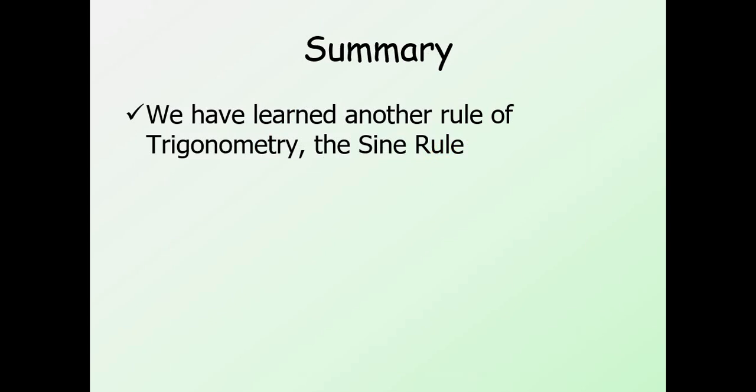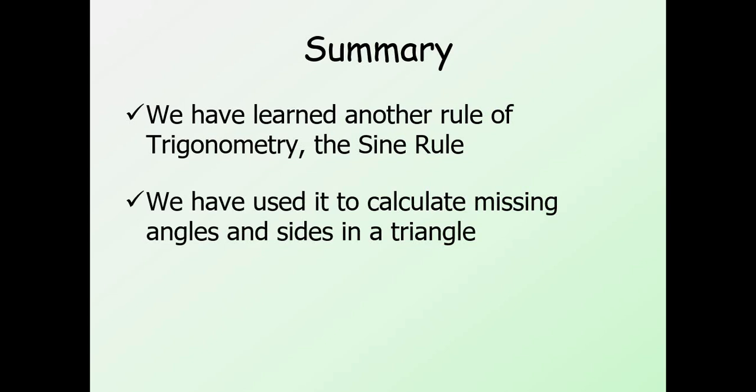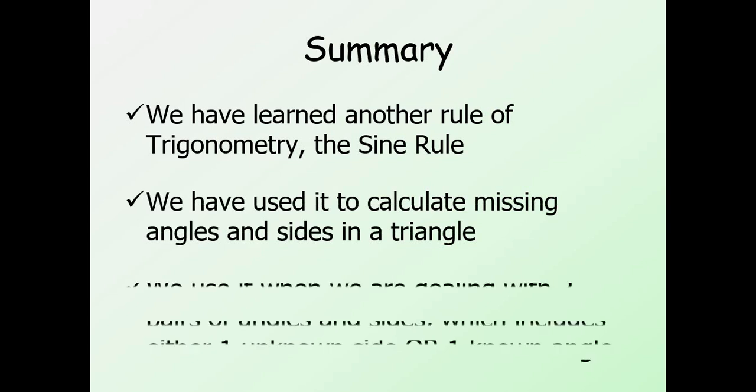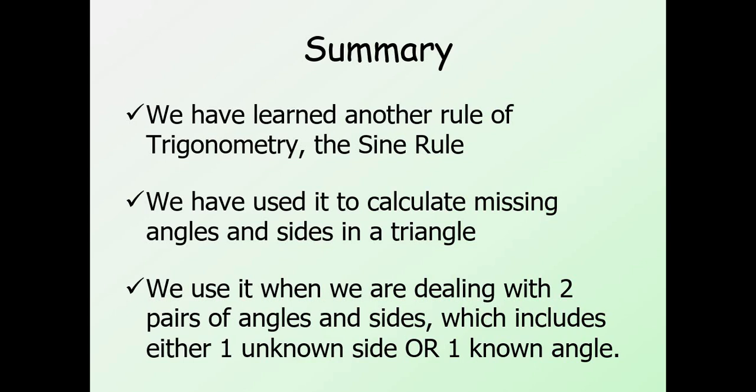So, in summary, we have learned another rule of trigonometry, the sine rule. We have used it to calculate missing angles and sides in a triangle. We use it when we are dealing with 2 pairs of angles and sides, which includes either one unknown side or one unknown angle.